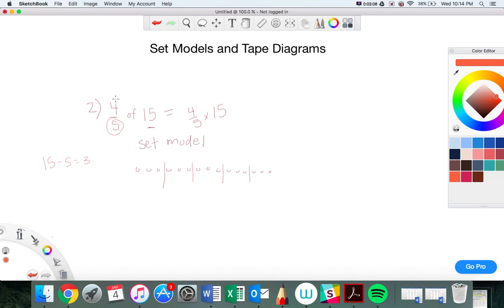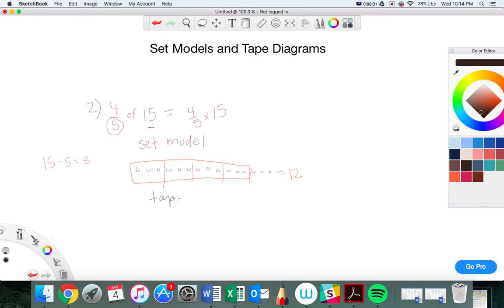Moving back up to my numerator, it's going to tell me how many of those sections I need to fulfill this 4/5. So I have 1, 2, 3, 4. I'm going to put a box around those so I can see them. And then I have 3, 6, 9, 12. I know my answer is going to be 12 using my set model.